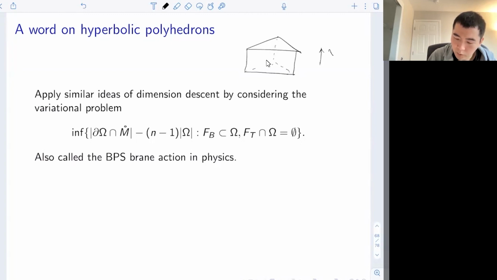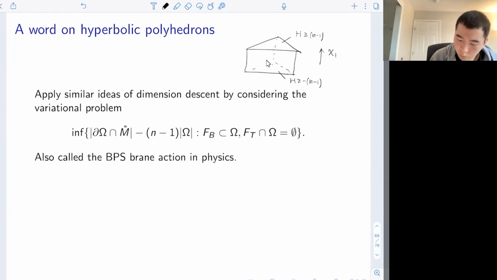And you have this special direction x1. What we assume here is that the mean curvature on top is larger than n minus 1, and on the bottom is larger than n minus 1. On the sides they're all mean convex. So instead of looking at the free boundary energy, you look at the following energy.